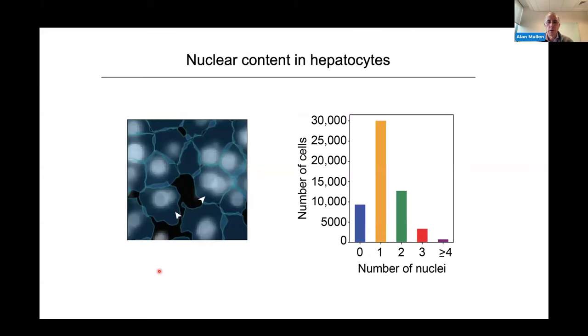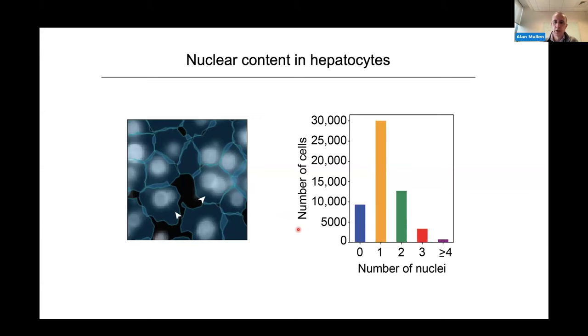As I mentioned before, with the advantage of staining for DAPI and defining cell boundaries and the RNA transcripts, we can identify cells in the hepatocyte population that are multinucleated or single nucleated here. If you look at the white arrows, these are two examples of multinucleated hepatocytes that we can see in the data. And if we look at that distribution, we see something very similar to what's been reported by many of the groups who've looked at the nuclear content in the liver, that about a third of hepatocytes are multinucleated.